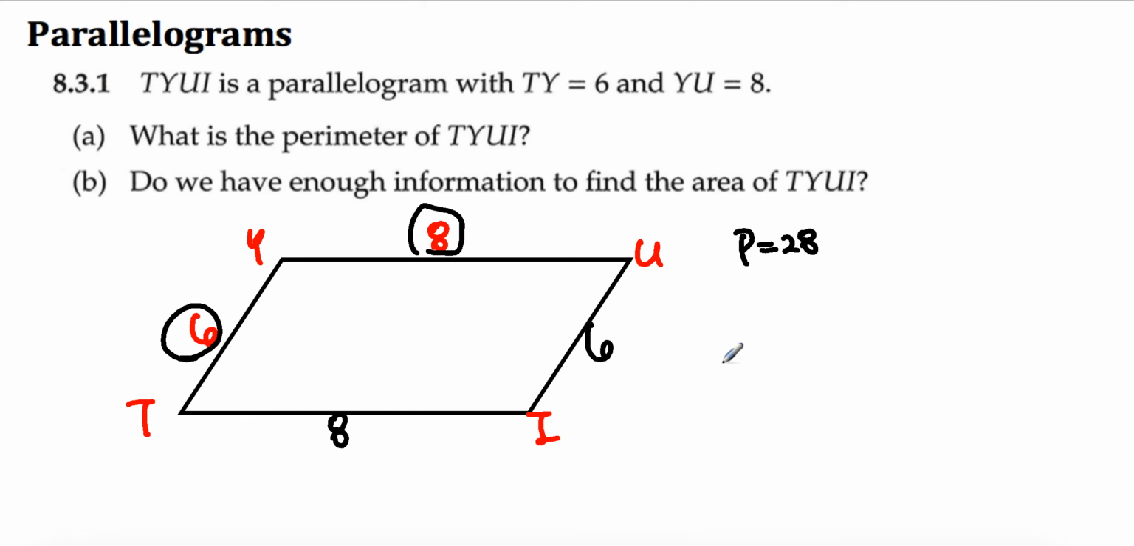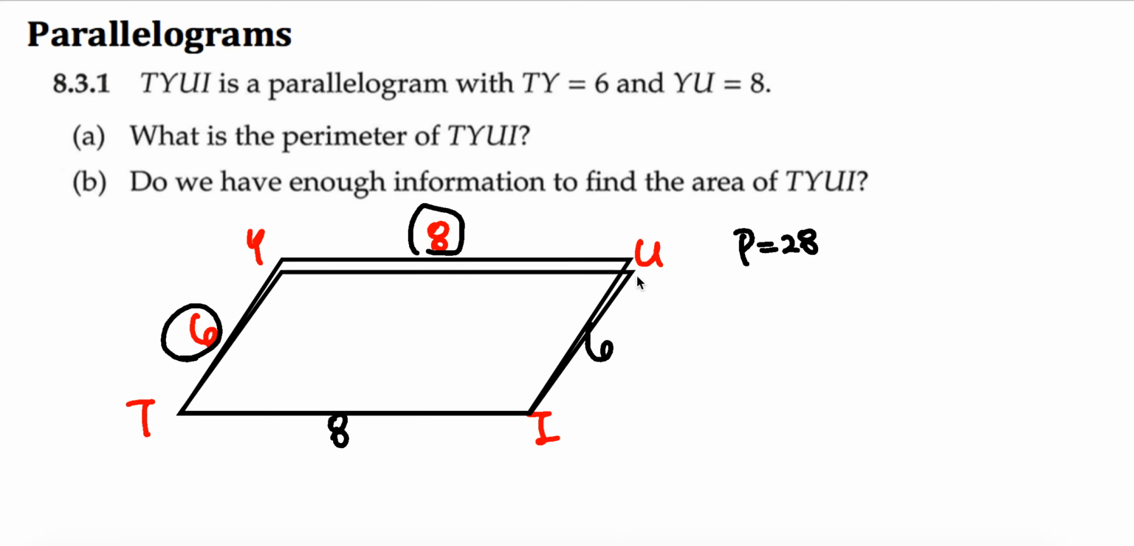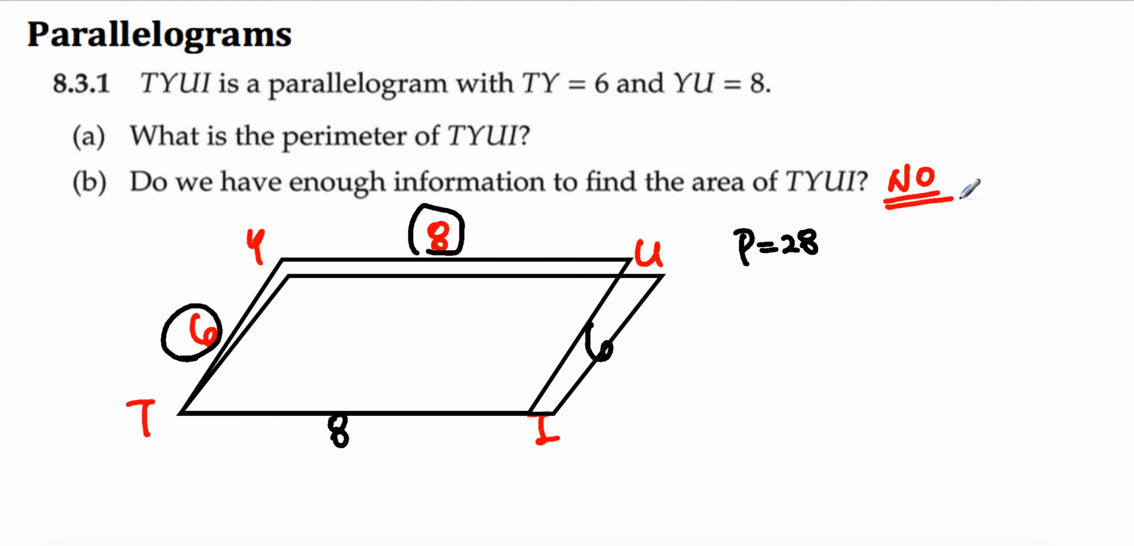Now, how about part B? Do we have enough information to find the area? In order for us to find the area, I need to know the height. But the thing is, as you can see, this parallelogram can be this way, or it could have been this way. I guess it's kind of hard to see, but it can be a little bit slanted down or up. So we have no idea. So therefore, since a height is not fixed, we don't have enough information to find the area.